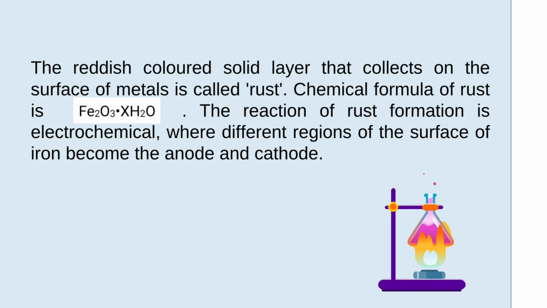Rust is a reddish layer that forms on the surface of metals. Chemically, it is Fe2O3.xH2O, formed due to a reaction of iron with oxygen, with water acting as a catalyst. The reaction is an electrochemical one, and the different areas on the iron surface turn into the anode and the cathode. The process is as follows.